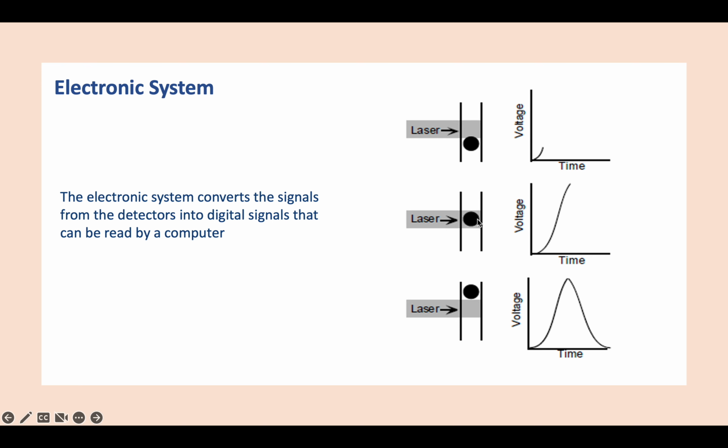And when this cell is at the center of the laser beam, we see that there is a peak in this signal. And as the cell passes the laser beam, the voltage signal goes back to the baseline, right? So these voltage pulses get quantified by the signal processor into some kind of numerical value, which is then transferred to the computer, and this allows us to understand or read our data more efficiently.